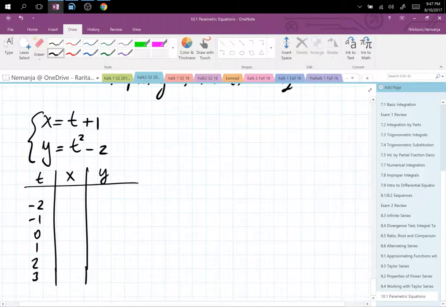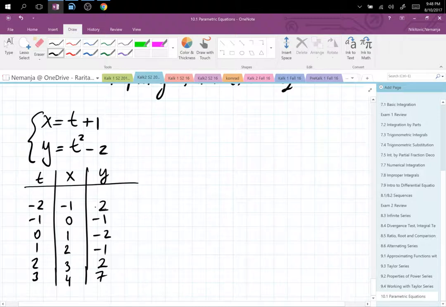So when t is -1, you get -1, 0, 1, 2, 3, 4. Then you compute y values. T squared, that's 4 minus 2 is 2. -1 squared is 1, minus 2 is -1. 0 squared, so that's -2. 1 squared is 1 minus 1 is -1. 2 squared is 4 minus 2 is 2. And 3 squared is 9 minus 2 is 7.